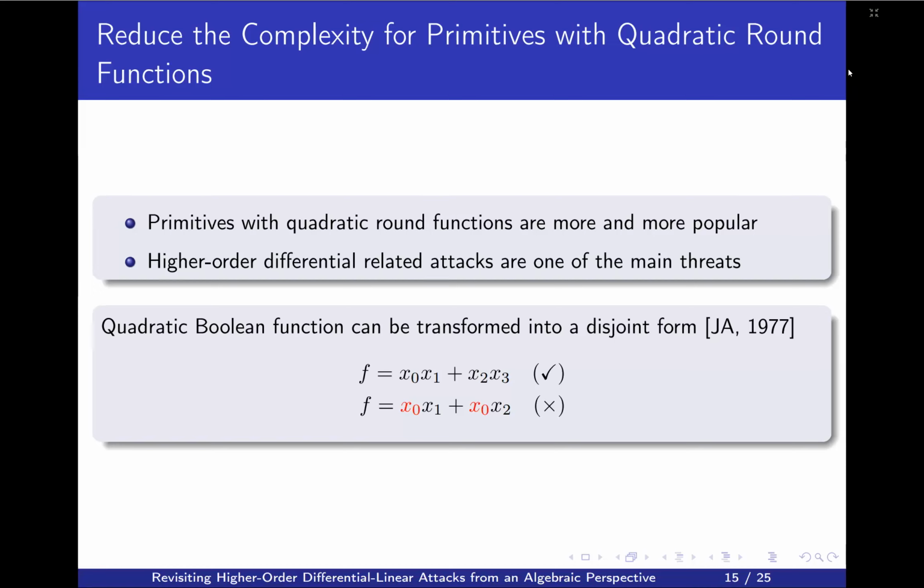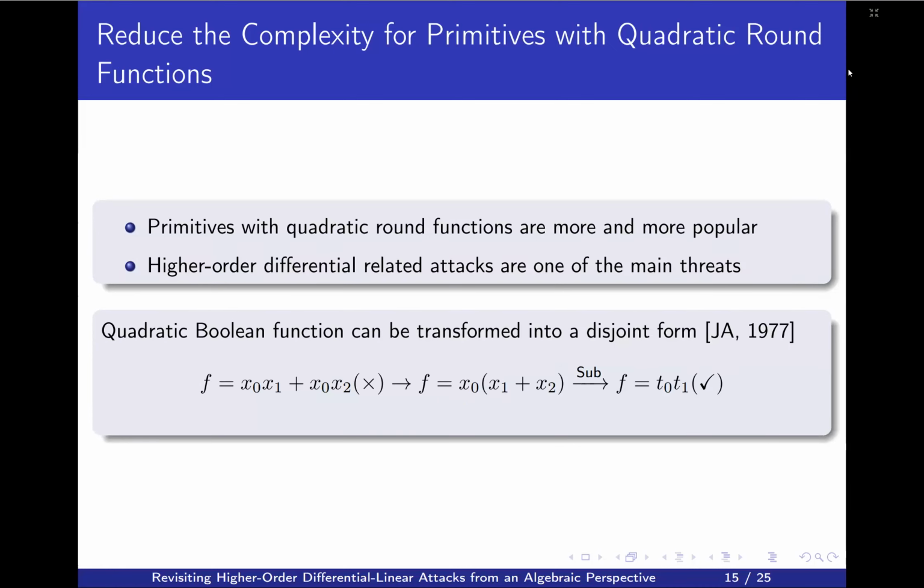For a quadratic Boolean function, there is a well-known theory that any quadratic Boolean function can be made disjoint. What is a disjoint Boolean function? You can see the example. For the first one, there is no variable appearing in any two different quadratic terms. That means it is disjoint. For the second one, x0 appears in both the first and the second quadratic term. That means it is not disjoint.